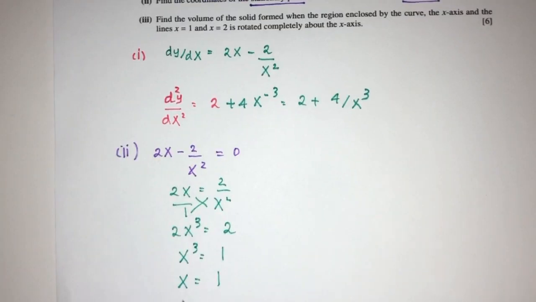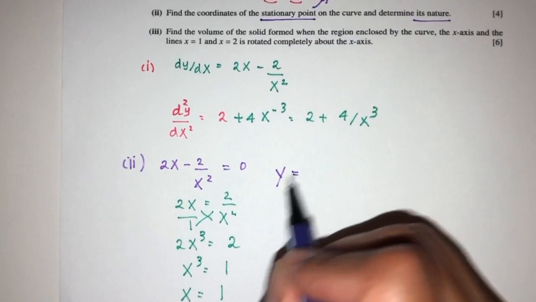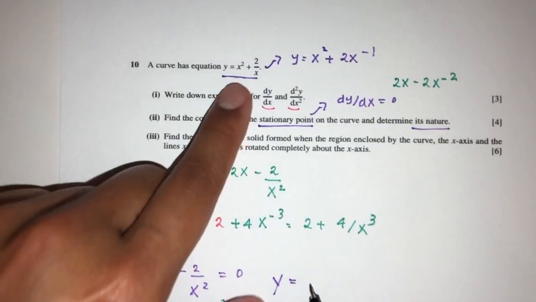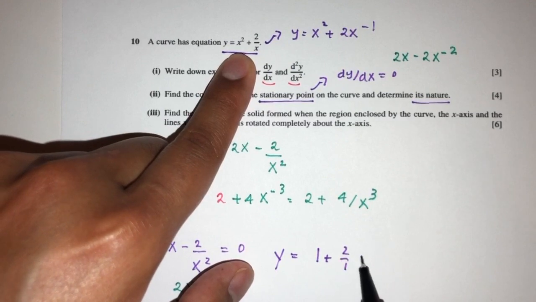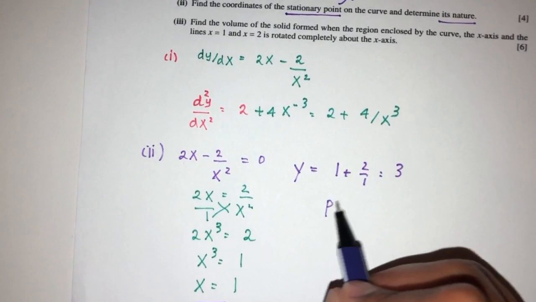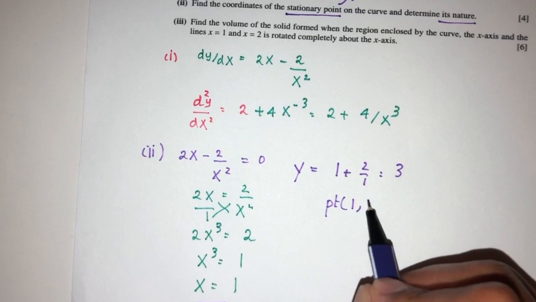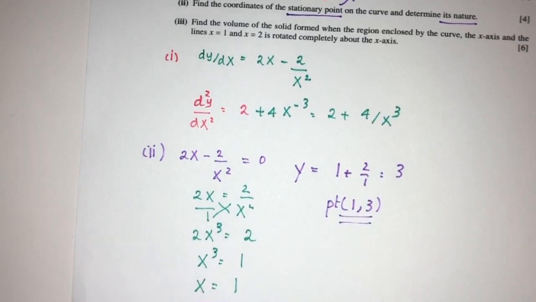Now, when x equals 1, what is the y value? The y value will be found by replacing back in here. You will have 1 plus 2 over 1, that should be 3. So the stationary point is (1, 3).